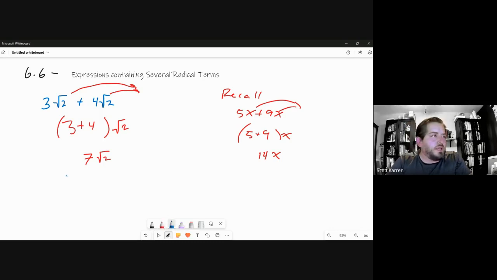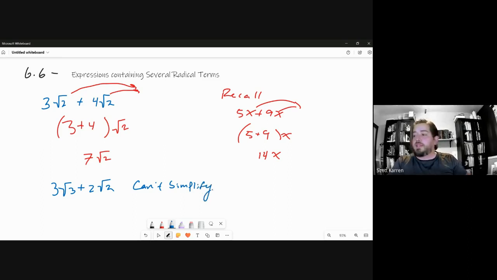For example, if I had 3 square roots of 3 plus 2 square roots of 2, I can't do anything with that. I cannot simplify, because they don't have the same square root. One has a square root of 3, one has a square root of 2. That's not going to simplify. I just leave it just as though it were something like 3y plus 2x. I can't combine those. I just leave it in that sum.